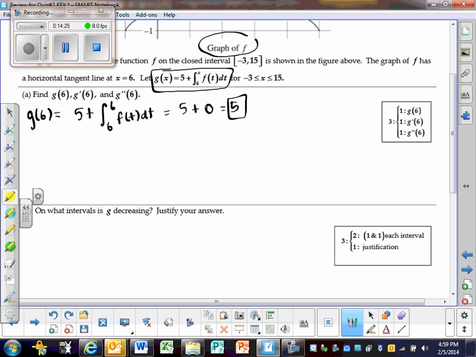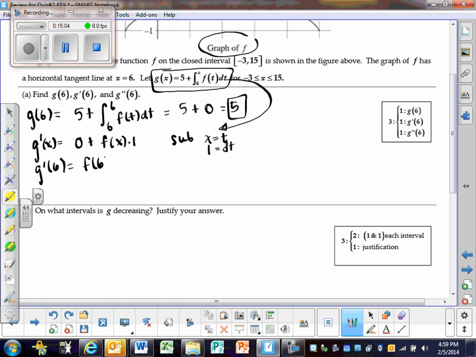Now, in order to find g prime and g double prime, I have to take the derivative of g. So using the defined function for g of x, g prime of x is the derivative of 5, which is 0, plus, using the fundamental theorem part 1, the derivative of an integral cancels. I substitute x in for t, which means the derivative of x is dt. So basically, remember, x is going to go in place of t, which means 1 is going to go in the place of dt. So g prime of 6 is just f of 6.